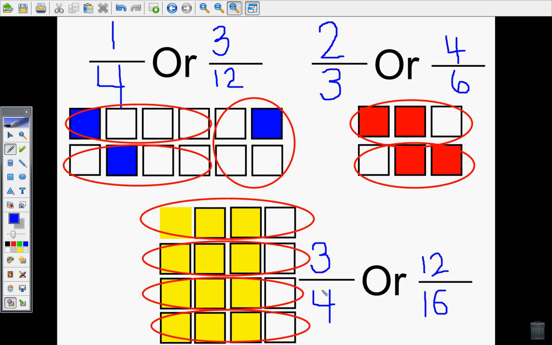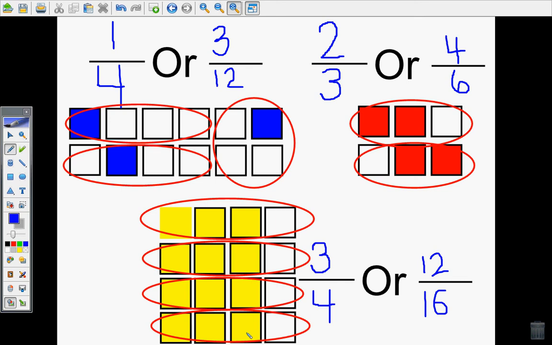I also could have thought of it as 4 groups, so I can see 1 group, 2 groups, 3 groups, 4 groups going up and down, and coloring 3 of those groups in. So this is a whole group colored, the whole group colored, the whole group colored, 3 out of the 4 groups colored. Either strategy will work out.